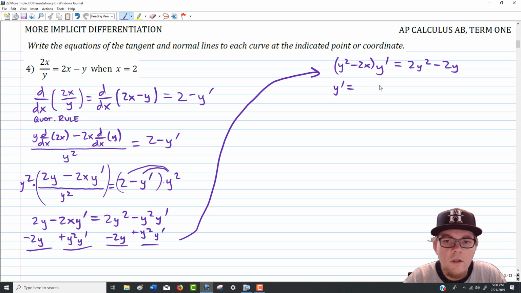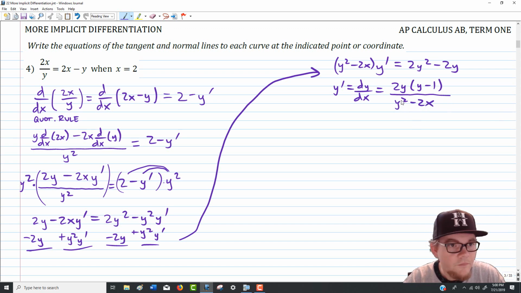Pulling our pieces together, we'll get that y prime, which we know better as dy dx, is going to be equal to, I'll factor out the 2y, y minus 1, all over y squared minus 2x. So there's our slope. Good job. That was an important point. We now know how to find the slope of the tangent line.